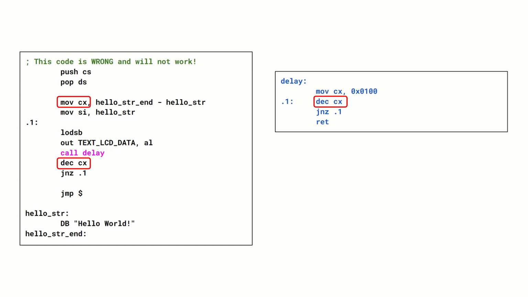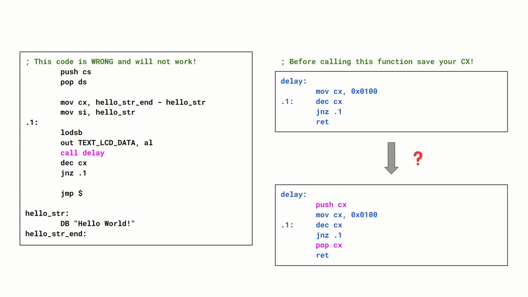Well, one may say, you just need to add a comment for the user to save their CX on the stack before calling this function. Or, even better, we can push the CX at the beginning of the function and pop it back at the end ourselves, making things easier for the caller. Both solutions have their drawbacks. The former one requires the caller to add this push-pop sequence every time. If they forget, the program fails.